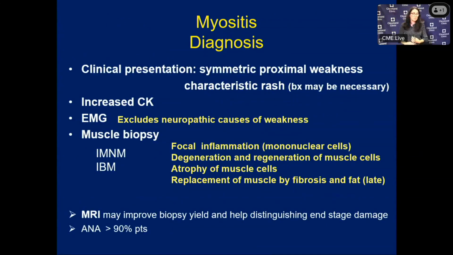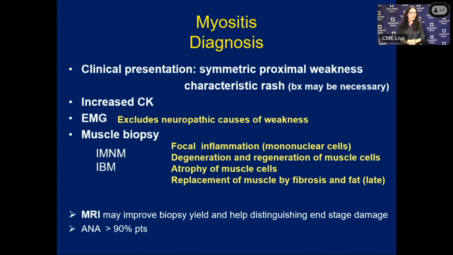The diagnosis of myositis has to come first from its clinical presentation. So when patients present with symmetrical proximal weakness, this should be suspected. The characteristic rash, when present, raises the suspicion for dermatomyositis, and a biopsy is not always necessary to make the diagnosis if clinically the patient presents very typically.